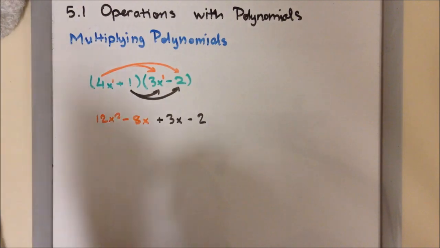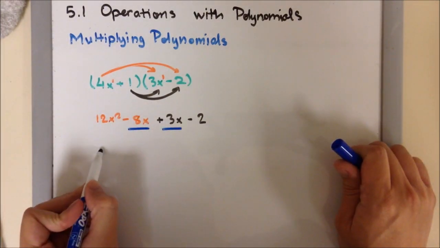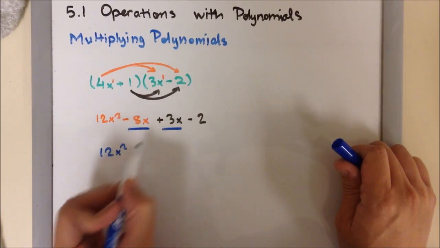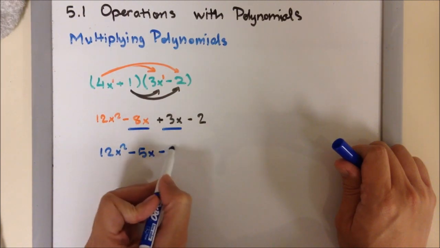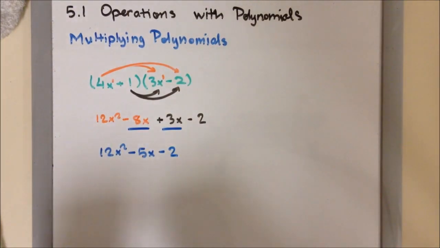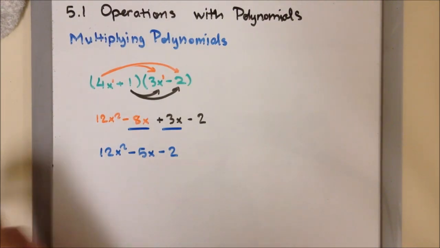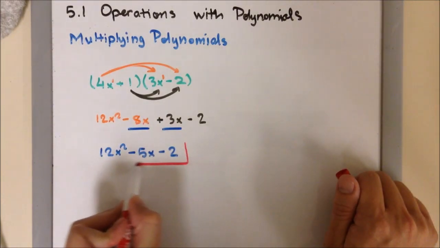So when I finish FOILing, I'm going to combine like terms. So these are my like terms. So it will be 12x squared, negative 8x plus 3x will be negative 5x, and then bring down the minus 2. I finished combining like terms, and then my terms are in order, starting with the highest exponent going down. So this is my final answer.